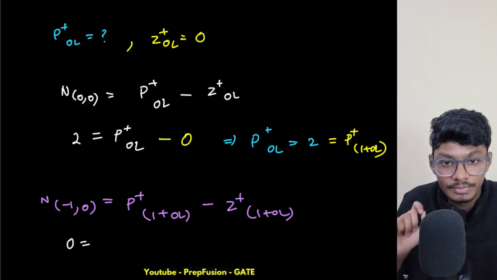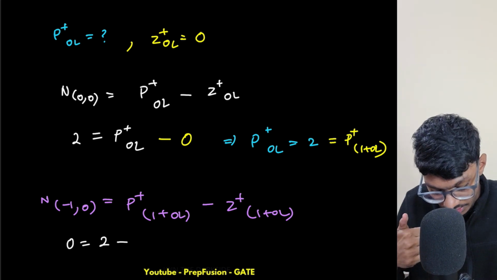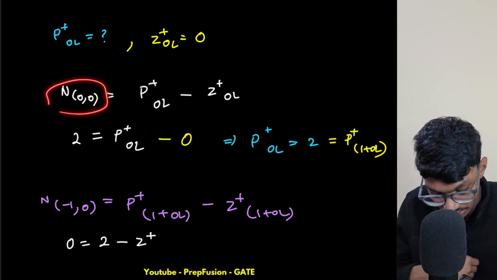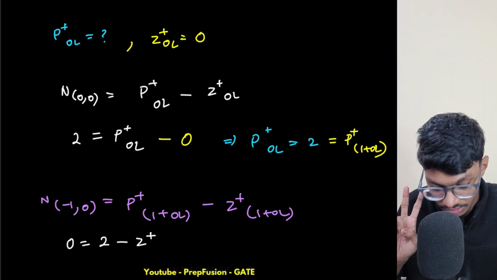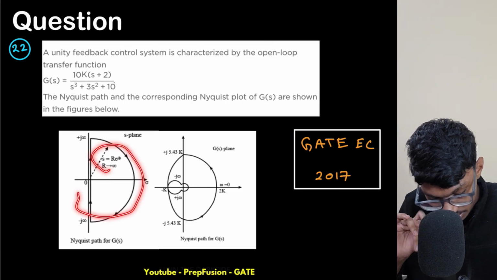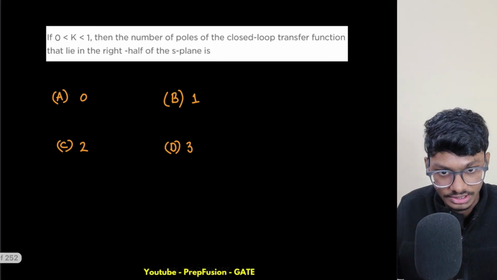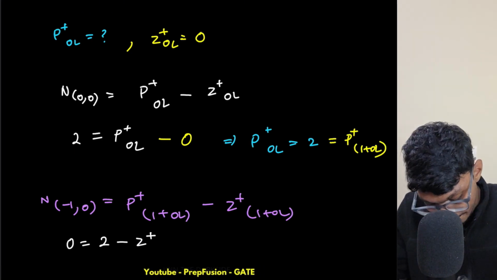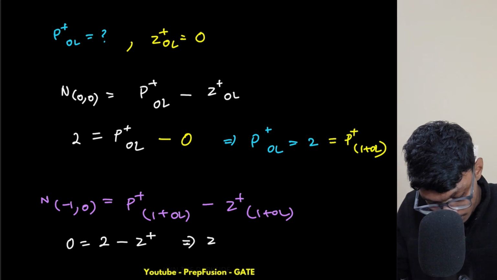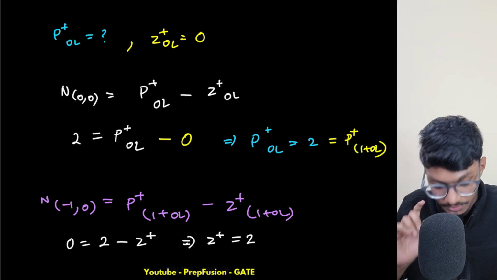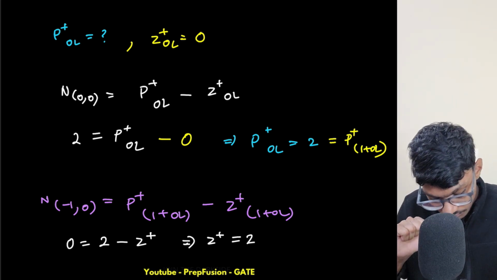Now what is P plus 1 plus OL? That I already found out, and this is minus Z plus. One more thing, obviously, this is in the anti-clockwise direction. That's why I wrote it plus 2. Why? Because my contour was in the clockwise direction, hence my encirclement is in the anti-clockwise direction, and I took it as positive. This is Z plus, and Z plus equals to 2.